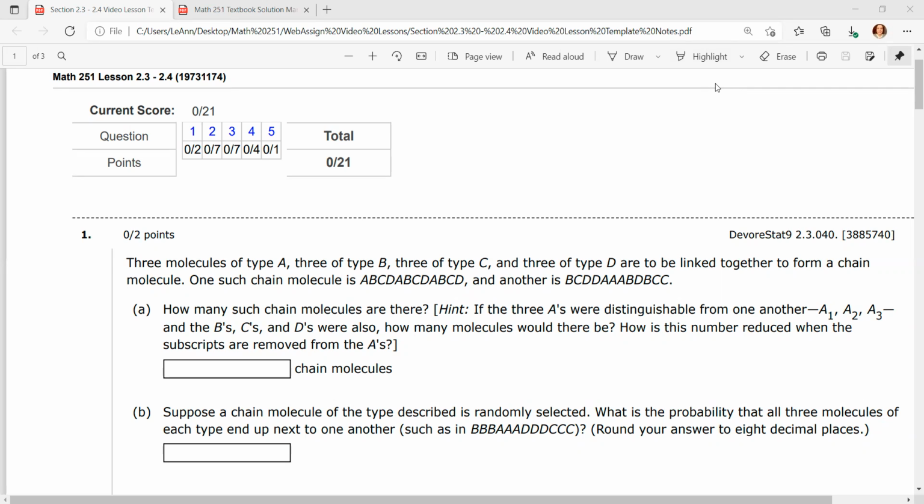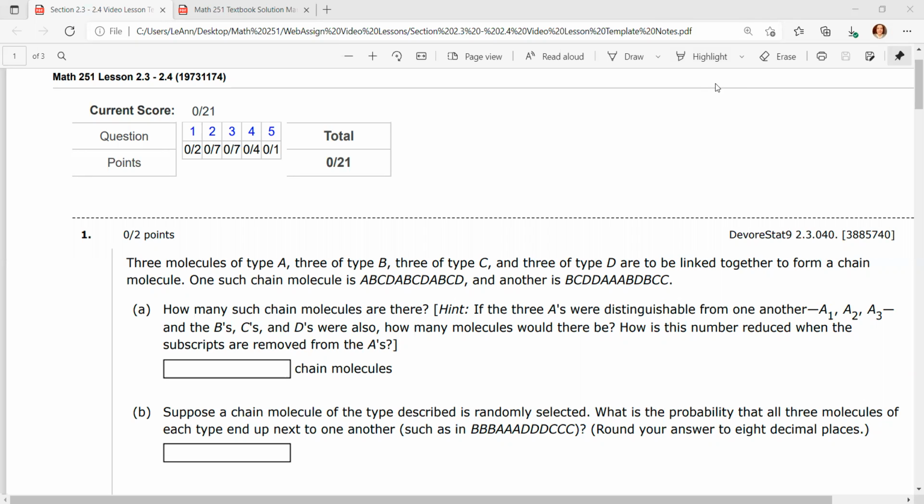A, B, C, D, A, B, C, D, A, B, C, D, B, C, D, D, A, A, A, B, D, B, C, C. So notice there are going to be a lot of possibilities for this specific string or chain molecule. So it says, how many such chain molecules are there? Now, the hint here is actually having you think about if we could tell the difference between the A's, B's, C's, and D's, which we technically can't because they don't have subscripts on them. They're just A, B, C, and D.